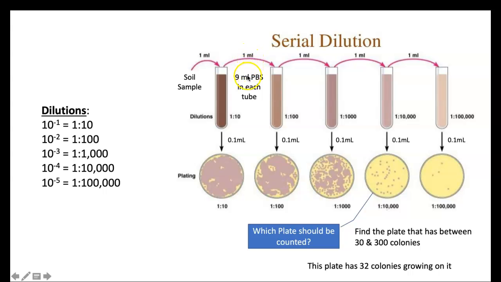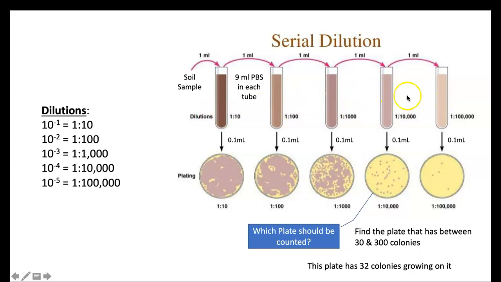Then we took that tube, our 1 to 10 tube, and we took 1 milliliter out of that and combined it with 9 milliliters of PBS. So we did another 1 to 10 dilution. So 10 times 10 is 100. So we did 2 consecutive 10-fold dilutions. And so this second tube we write as 1 to 100 or 10 to the minus 2. So those are equivalent to one another. And we continued this through what's called a serial dilution for another 3 tubes.